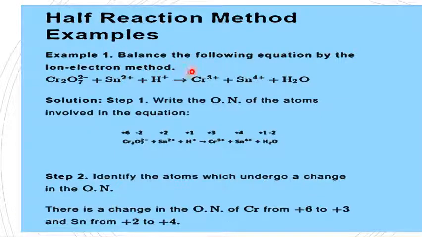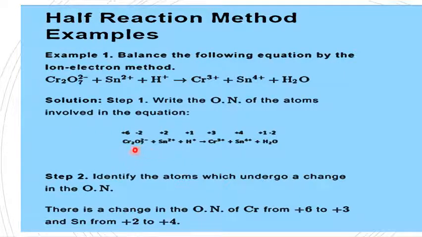So let's check out one example. Balance the equation by the ion electron method. See, Cr2O7 2 minus plus Sn2 plus plus H plus gives you Cr3 plus plus Sn4 plus plus water. Now first step, write the oxidation number of the atoms involved in the equation. आपको oxidation number you have to write so that you can easily recognize the species which undergoes oxidation and which undergoes reduction.